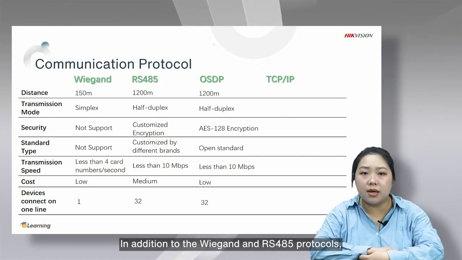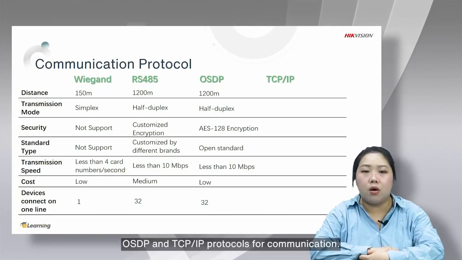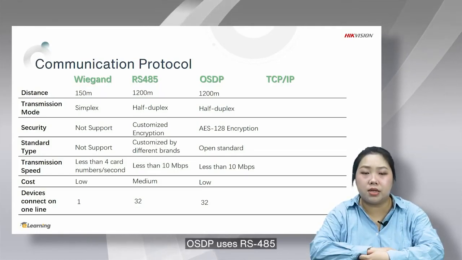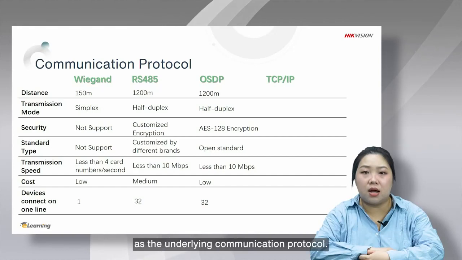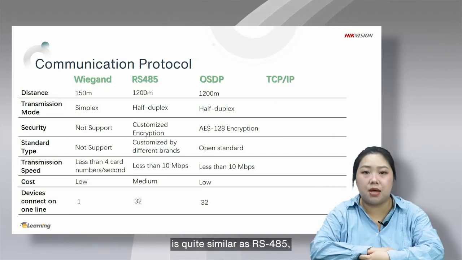In addition to Wiegand and RS-485 protocols, the access control system widely employs OSDP and TCP/IP protocols for communication. OSDP uses RS-485 as underlying communication protocol. Therefore, you see the performance of OSDP is quite similar to RS-485.